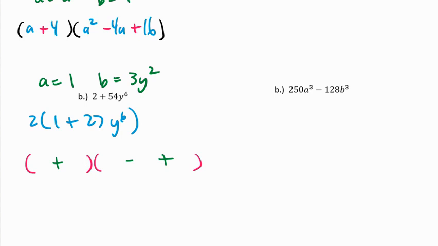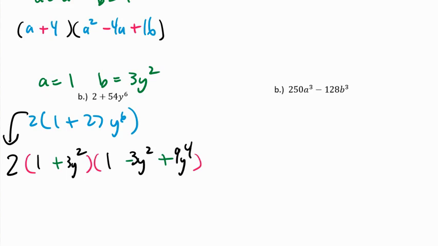So I got to put my 2 at the front. And then put in my a and my b, so 1 and 3y squared. Square the 1, multiply them together. Square my b, 9y to the 4th.